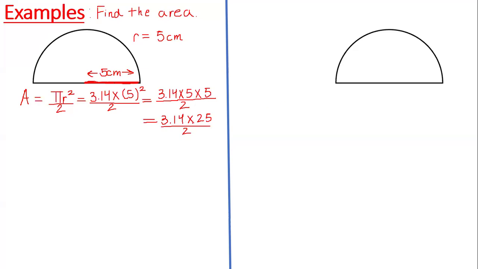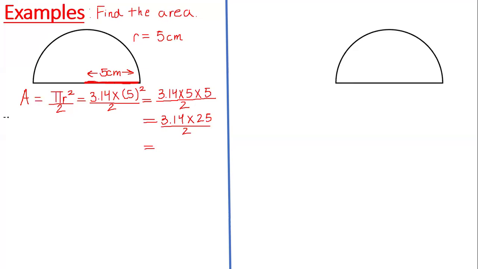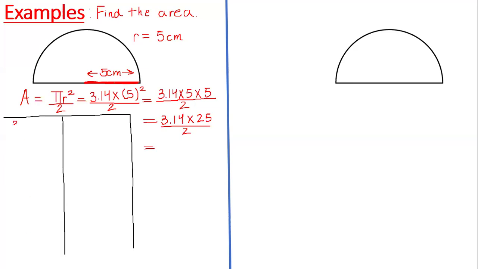So we have 3.14 times 25 all over 2. We have to multiply 3.14 by 25. When we multiply, what do you get? 78.5. Yes, 78.5. So that's 3.14 times 25. Let's multiply it together.